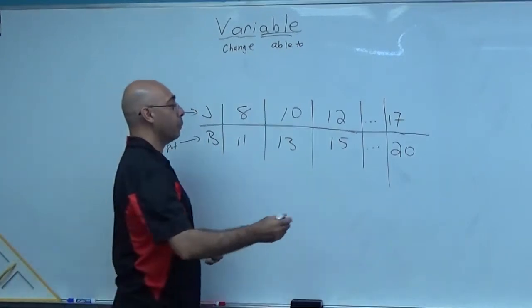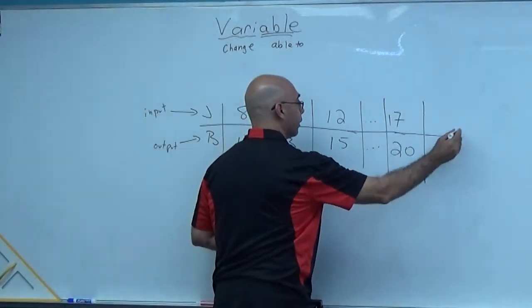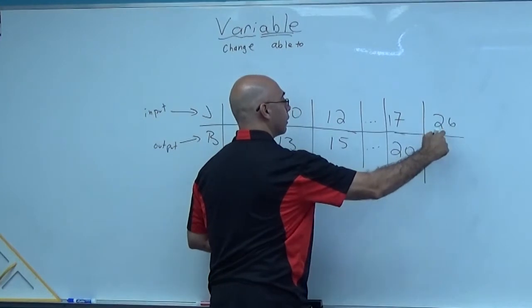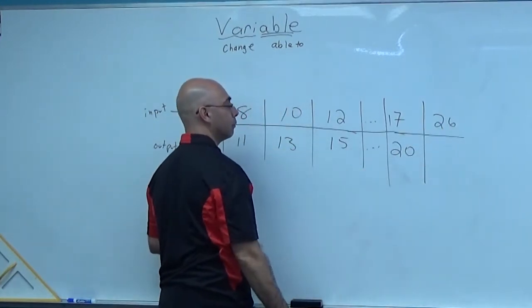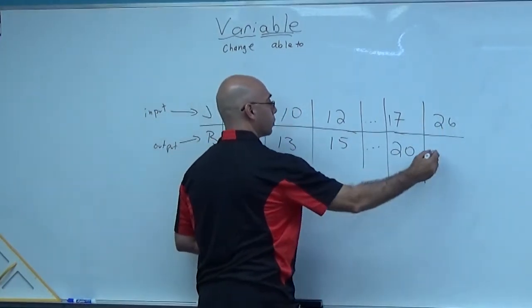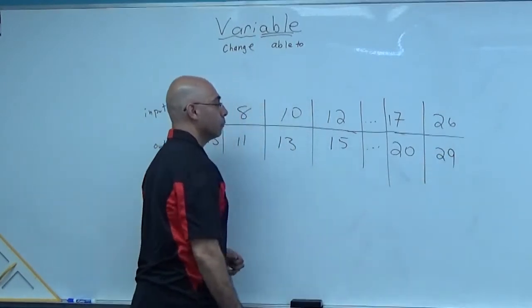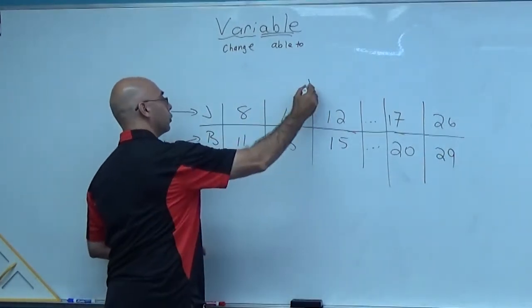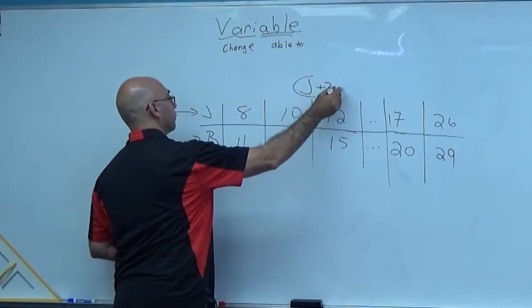So I make up a number here. I got to put this number in, 26. How would I get my answer? Add 3, which is 29. Because we know our formula is just Joey plus 3, yes?